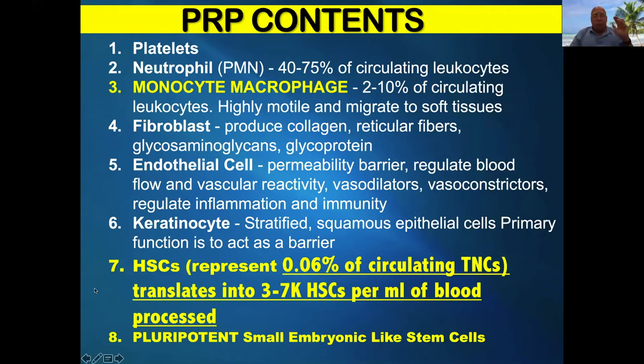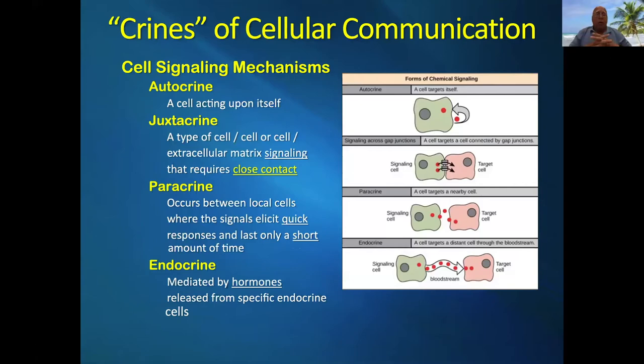Now, one thing we need to be aware of is what I call the crines of cellular communication. We have autocrine, we have juxtacrine, paracrine. Paracrine is how many of our cells work in regenerative medicine. They basically affect local cells. And then, of course, we have the endocrine. And this is a very good diagram that explains all of that.